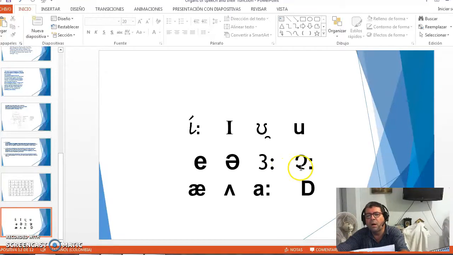This one is as in saw. Here we have as in hat. As in the preposition up. As in arm. And this one is as in the preposition on.